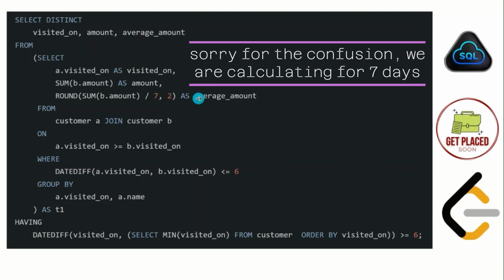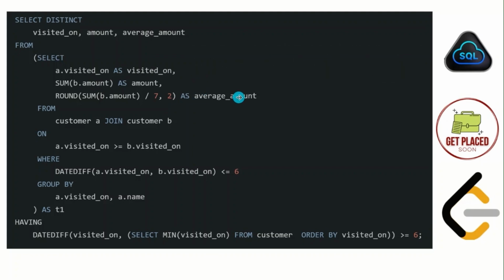Now again, what are we doing here? In the average amount, we are dividing the sum of b dot amount by 7 and rounding it to 2 decimal points. Okay, rounding is happening here, calculating is happening here, and the average amount is also being calculated here. Now this is the subquery.